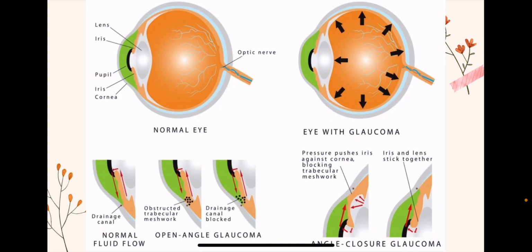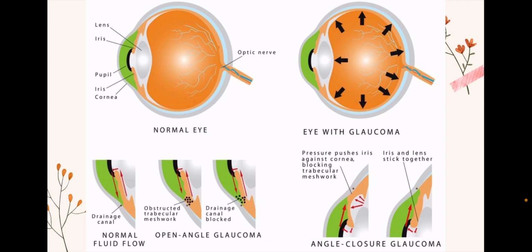So we can see here, we've got a normal eye and we've got an eye with glaucoma. We can see that pressure increasing. Now there are 2 different types. We've got open angle and closed angle glaucoma. So we can see that normal flow. We can see that drainage canal is opened. There's nothing to stop that flow.